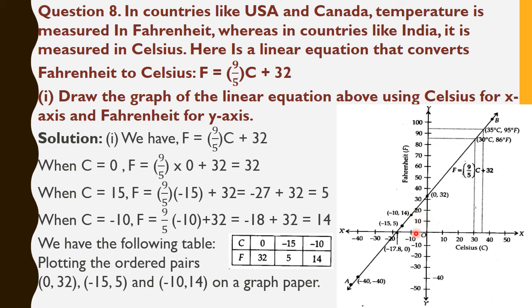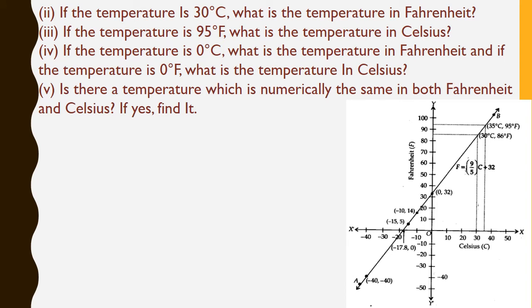So these are the points, and we have 3 points. Let's join them. So we are getting this straight line. What we can see is that if we join the 3 points, we are getting a straight line. Our answer till now is correct.